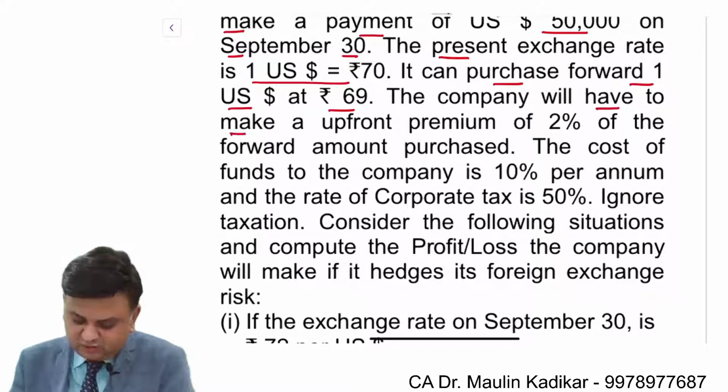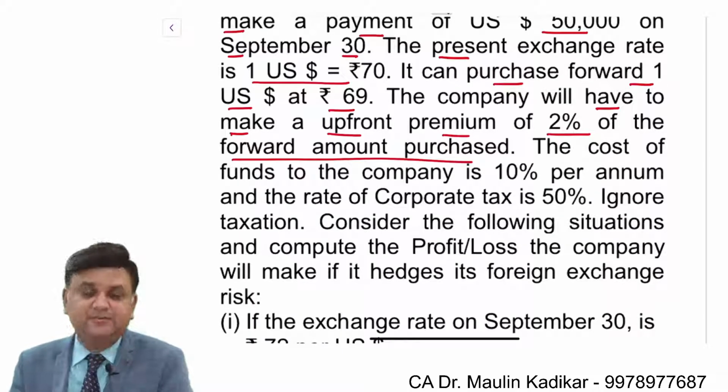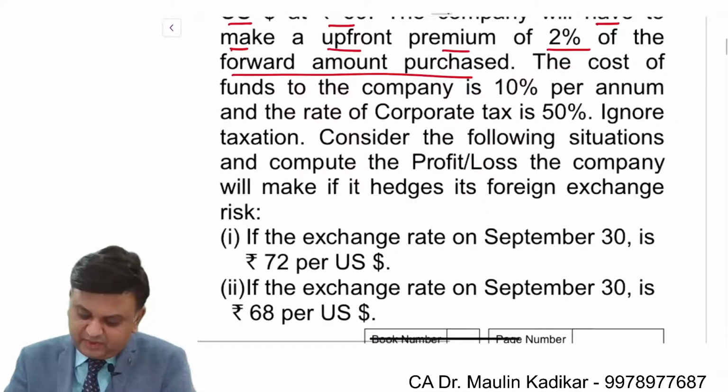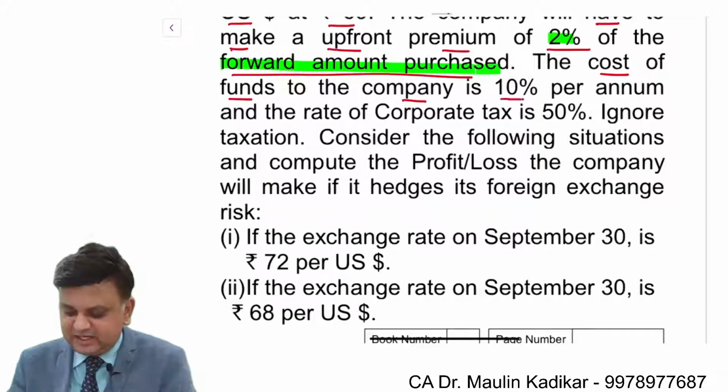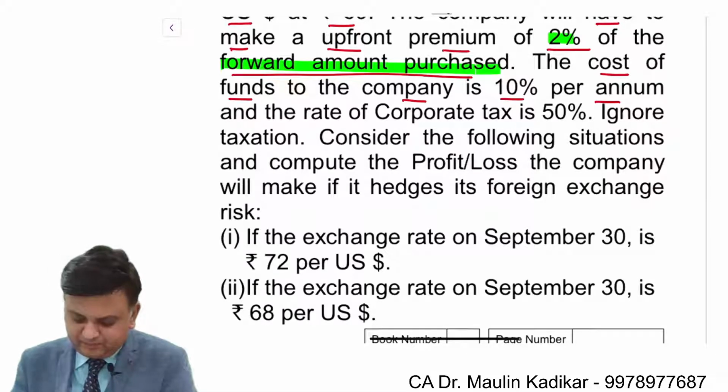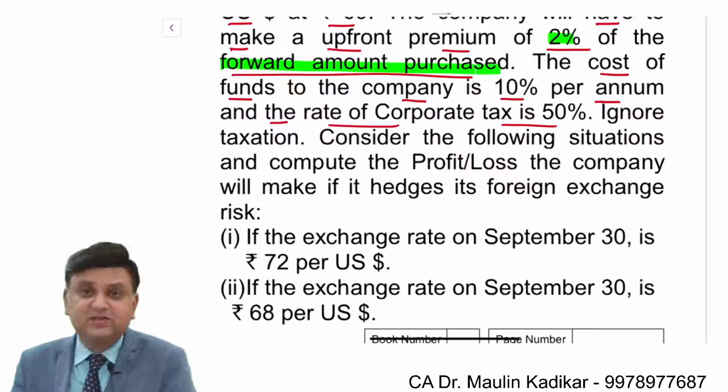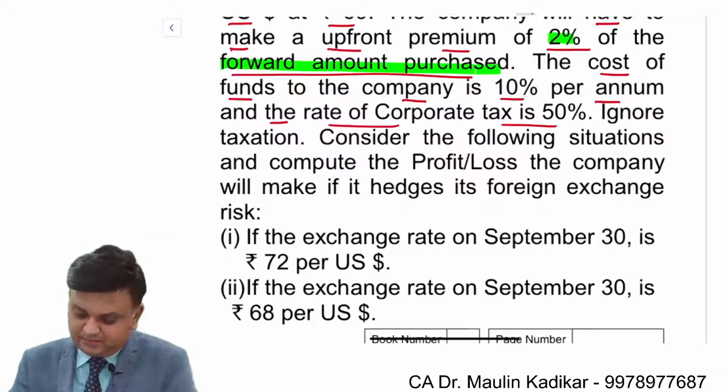The company will have to make an upfront premium of 2% of the forward amount purchased. So it says you are required to make the payment of the premium, a kind of transaction cost. How much? It is 2% of the forward amount purchased. The cost of the funds to the company is 10% per annum, and the rate of corporate tax is 50%. It says ignore tax.